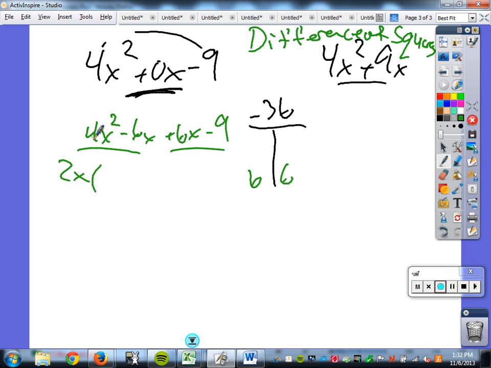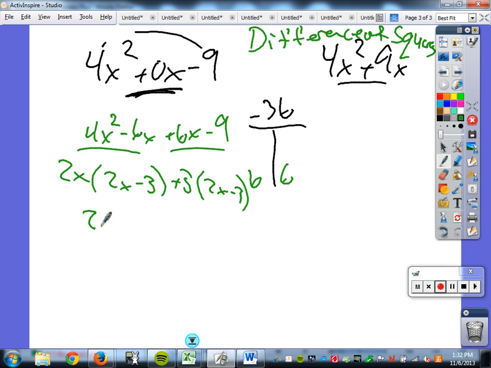If I pull a 2x from 4x squared, that's a 2x, right? If I pull a 2x from negative 6x, that's a negative 3. Okay, what do these guys have in common? Abby, what do they have in common? What kind of a 3? Positive, so that's right. They both have a positive 3. This was a negative 6, then I pull out a negative. So this is a positive 3. And I'm left with 2x minus 3 as well.